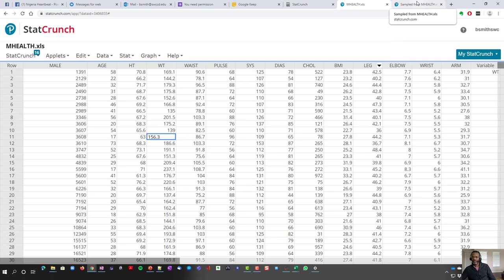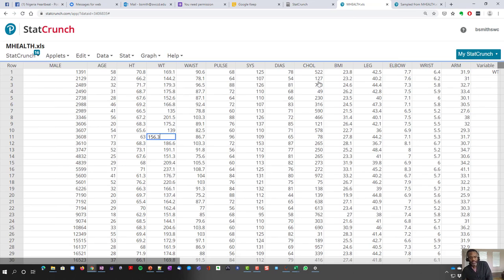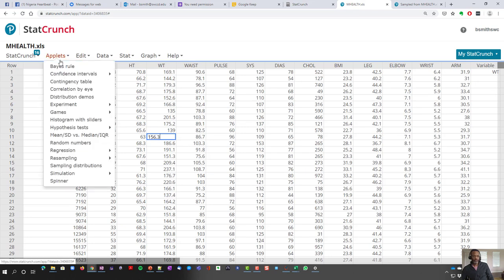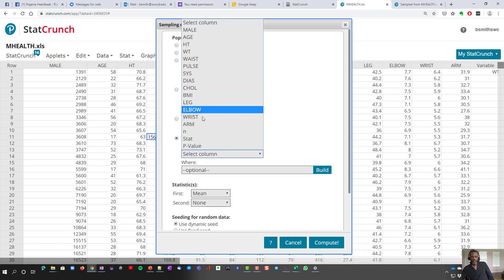Now, what I'd like to do is look at the distribution of samples of the weight. So I'm going to go ahead and use StatCrunch to demonstrate the central limit theorem. And what I'm going to do is not have some random distribution of any of these. What I'm actually going to do is use data from the table of weights.